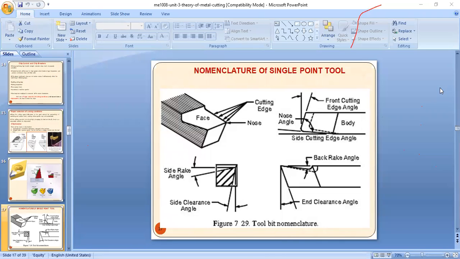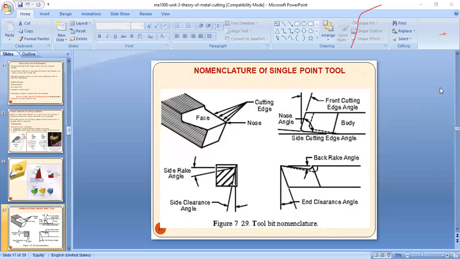Here some examples are given. Whenever you machine brass, you provide the tool with zero rake angle. An example of positive rake is the HSS, high speed tool. Zero rake for brass, and negative rake we can give to carbide tools. Whenever we are using carbide tools, we can give the negative rake angle.